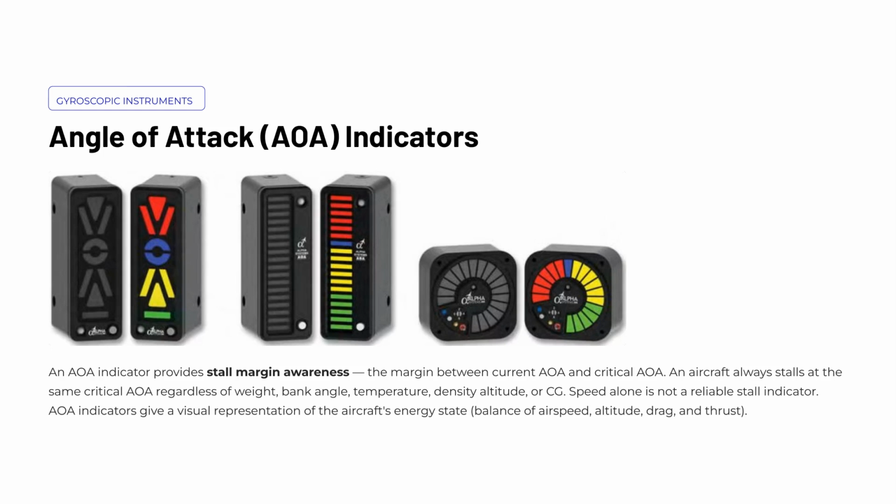The AOA indicator removes that ambiguity. It gives you a direct, visual representation of the aircraft's energy state, essentially the balance between airspeed, altitude, drag, and thrust at any point in time.